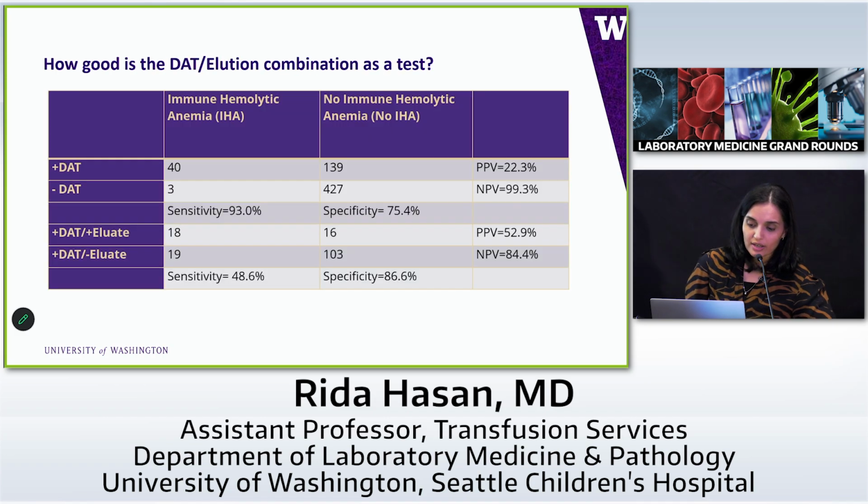And then I looked at how good is a DAT with a positive eluate. So those patients that had both a positive DAT and a positive eluate, how good are we at diagnosing immune hemolytic anemia in those patients? And this is something that actually has not been looked at before. And I noticed that when we did this, the sensitivity did fall to 48%. So we do have a lot of patients who have negative eluates that still have a diagnosis of immune hemolytic anemia. However, the positive predictive value improved to 52%, really accounting for those false positive DATs that we see.